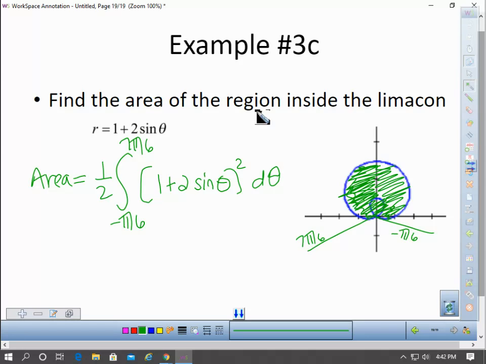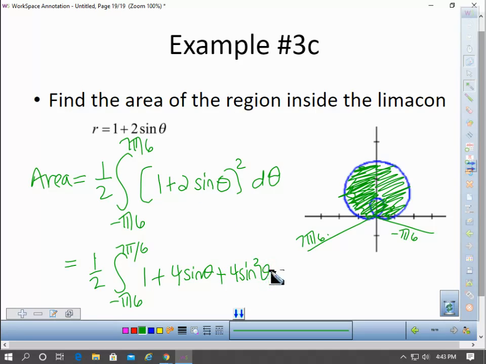But if I chose to do it this way, I'm going to get the same answer, and I'm going to do it just because I want to do it. So I'm going from negative pi over 6 around to 7 pi over 6. That does include the loop, because remember, if you go all the way around to 2 pi, that covers the loop twice. So this time I want the area inside, so I do want the loop this time. So this will be 1/2 the integral from negative pi over 6 to 7 pi over 6. And then I have to square this, so it gives me 1, multiply and double, and then square this will be 4 sine squared d theta.